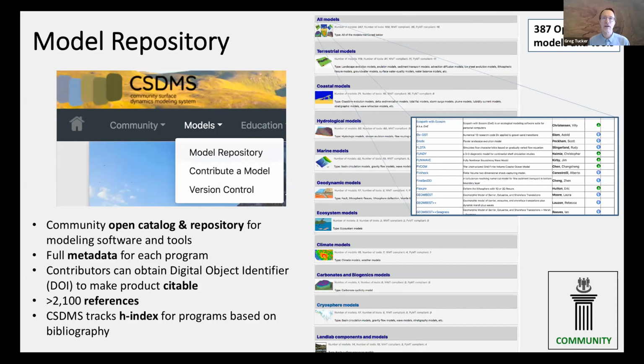All these entries have standardized metadata, there's bibliographical information. You can attach a DOI to your code, you can get links to the source code, and CSDMS will even track an H-index for particular models, which is not the worst use of an H-index I've ever seen. So that's sharing, but that by itself doesn't create a totally interoperable system.